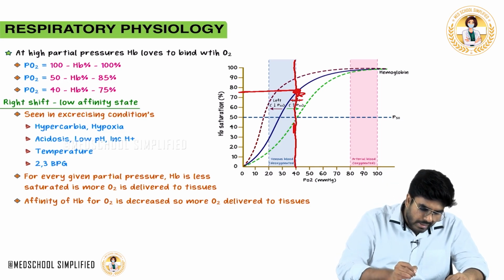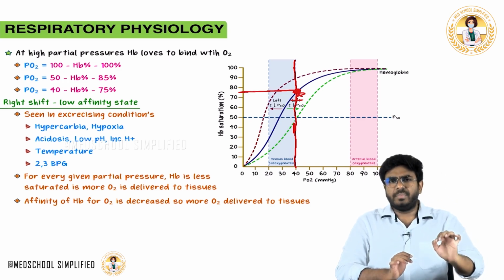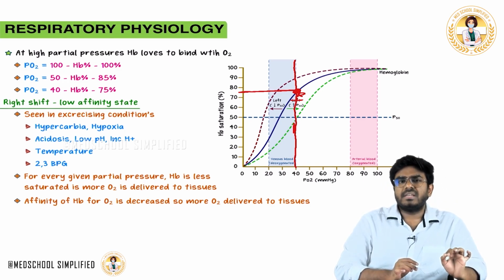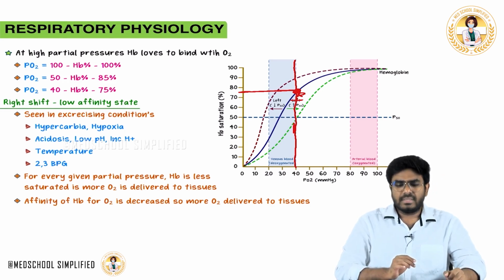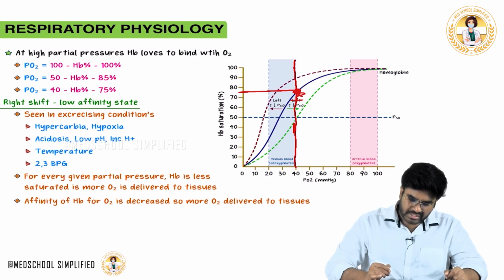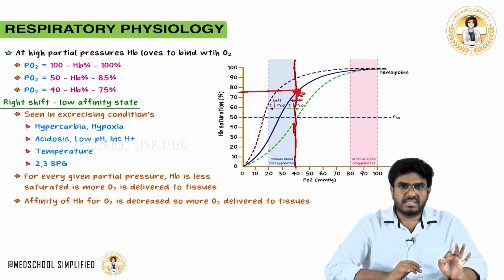Okay. Now, let's talk about the right shift. But just wait, before discussing the right shift, let's talk about a value called the P50 value. What is a P50 value, sir? The partial pressure at which hemoglobin is 50% saturated.